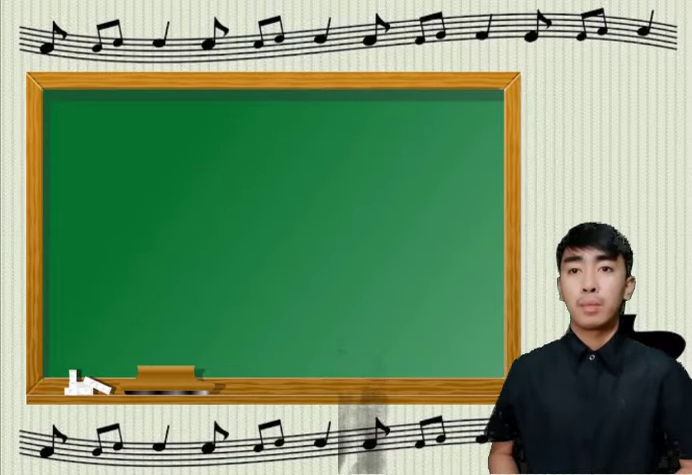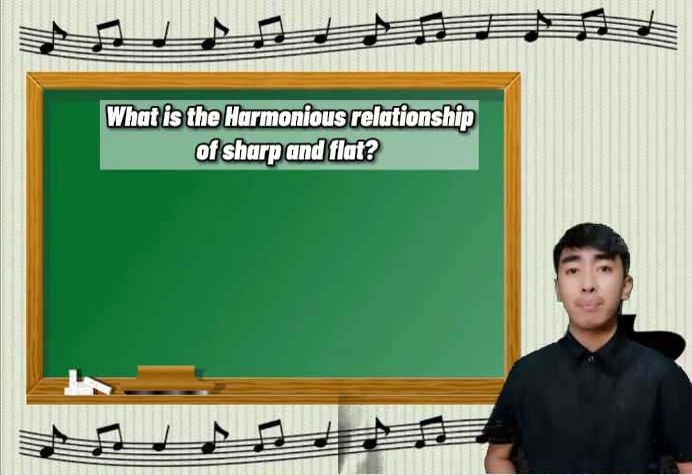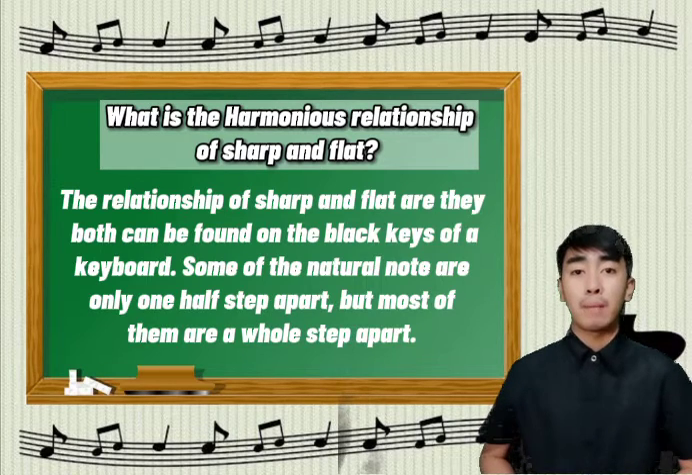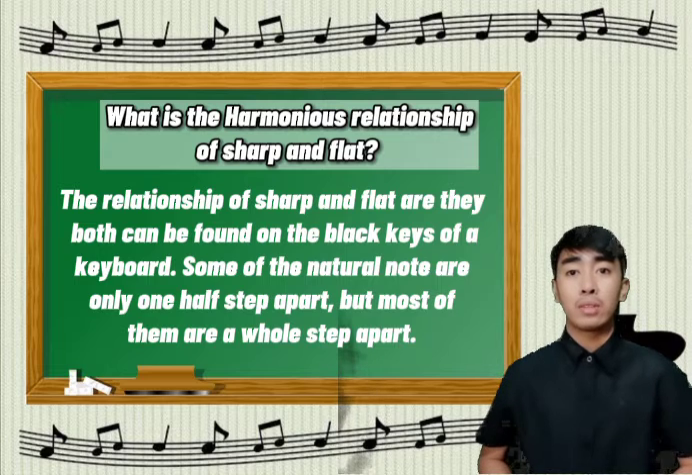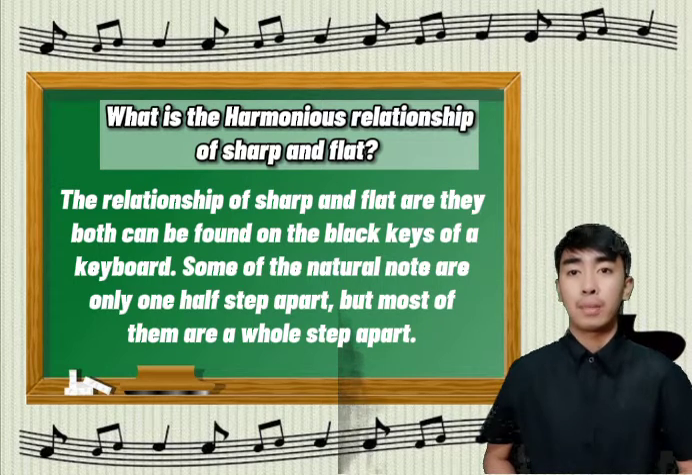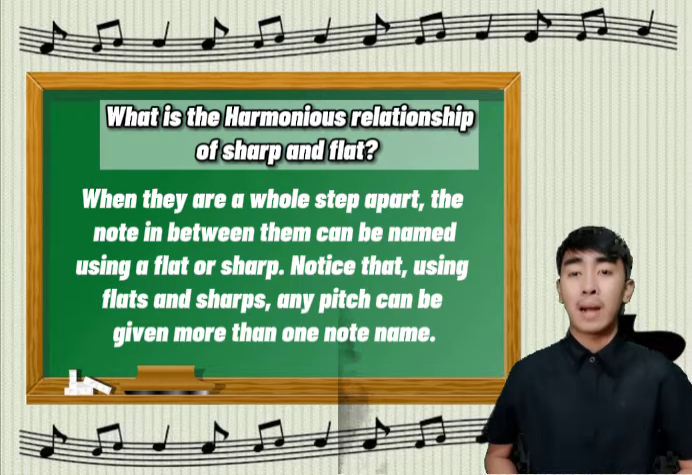Question number 4. What is the harmonious relationship of a sharp and flat? So the relationship of sharp and flat is they both can be found on the black keys on a keyboard. Some of the natural notes are only a half step apart, but most of them are a whole step apart. When they are a whole step apart, the note in between them can be named using a flat or a sharp. Notice that using flats and sharps, any pitch can be given more than one note name.